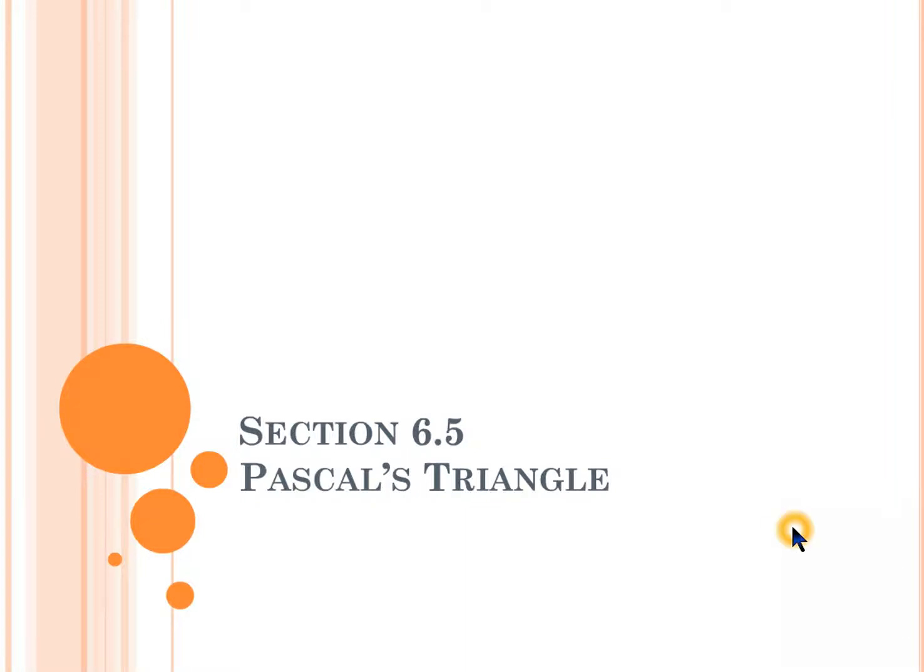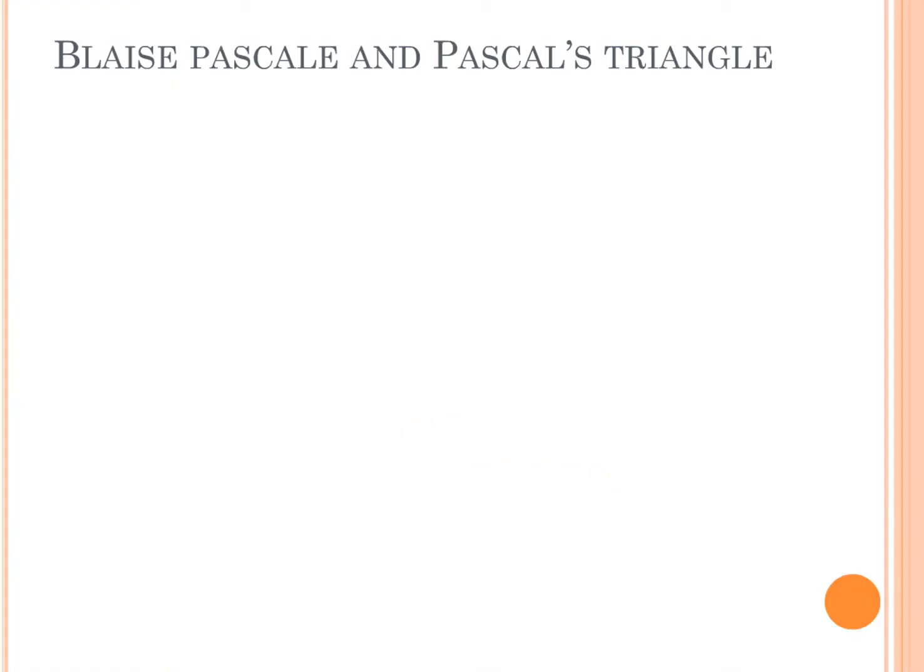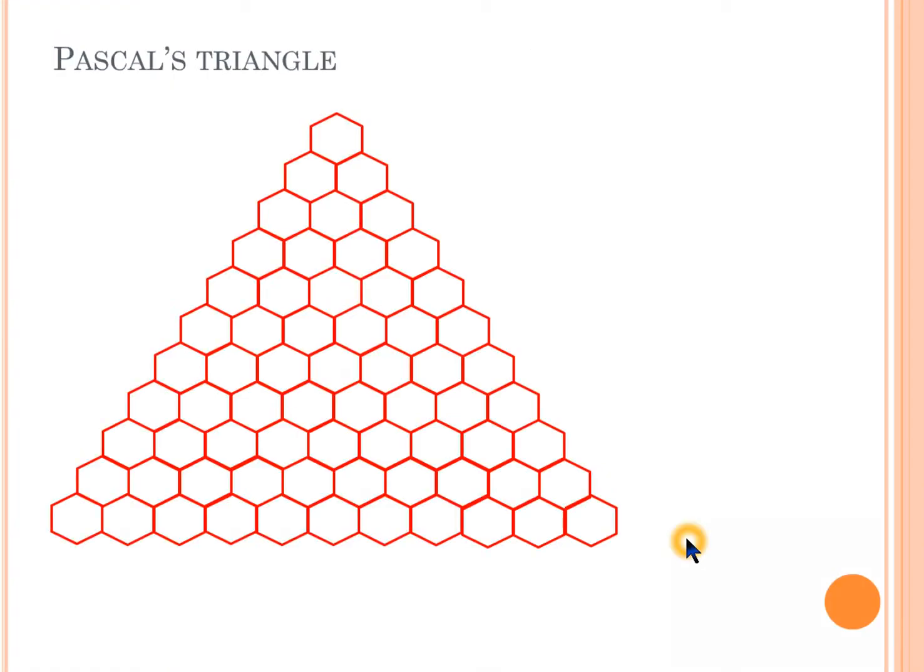We're now on to lesson number 5 of the Counting Principles chapter. And for lesson number 5, we'll be looking at Pascal's triangle. Alright, so let's take a look at Pascal's triangle. In this diagram right here, as you can see, this resembles the shape of a triangle. And Pascal's triangle is like a mathematical model that we can use to solve counting problems.